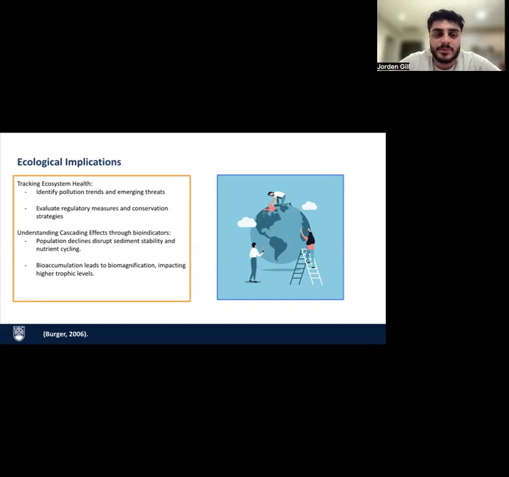Beyond tracking pollution, bioindicators like bivalves and crustaceans also reveal cascading effects within ecosystems. For example, declines in bivalve populations due to heavy metal toxicity can destabilize sediment and disrupt nutrient cycling. Similarly, bioaccumulation in crustaceans contributes to biomagnification, where pollutants become more concentrated up the food chain, impacting higher trophic levels, including humans.